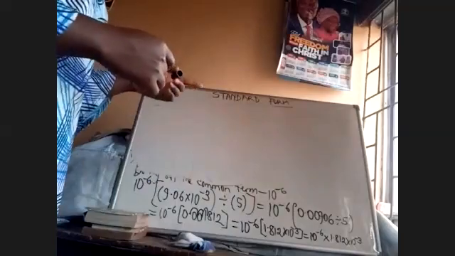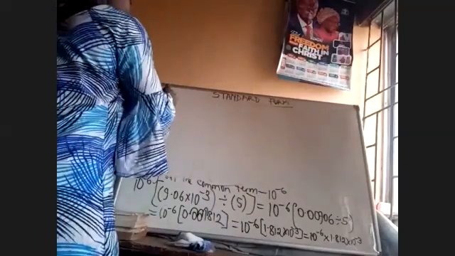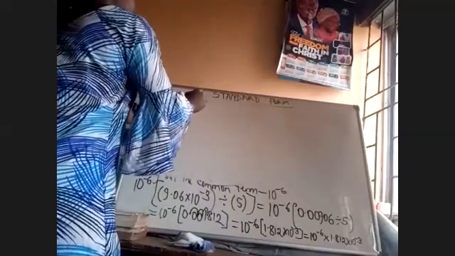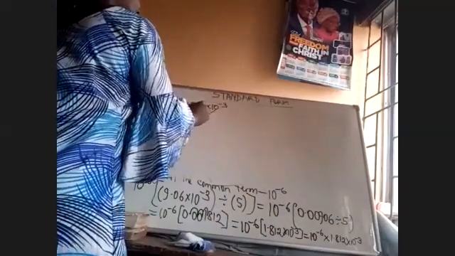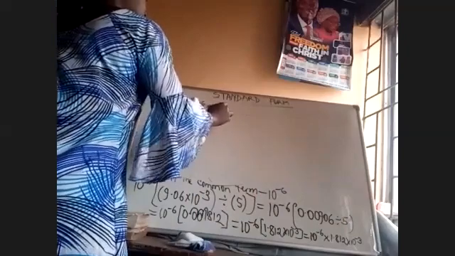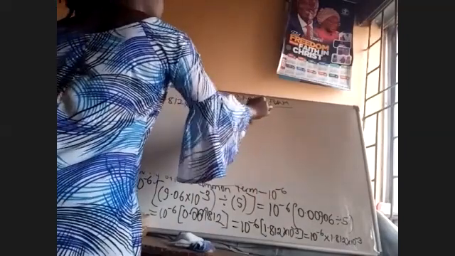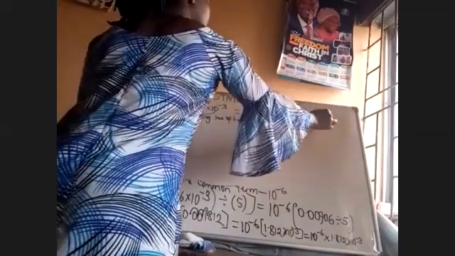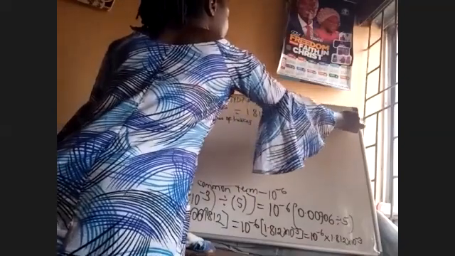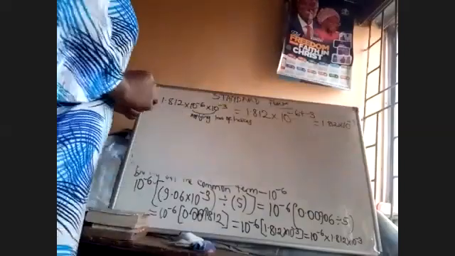Now brackets in mathematics means multiplication. So we have 10 raised to power minus 6 times 1.812 times 10 raised to power minus 3, which gives us 1.812 times 10 raised to power minus 6 times 10 raised to power minus 3. Applying the law of indices to this, this gives us 1.812 times 10 raised to power minus 6 plus minus 3, which gives us 1.812 times 10 raised to power negative 9. Minus 6 minus 3 is minus 9.